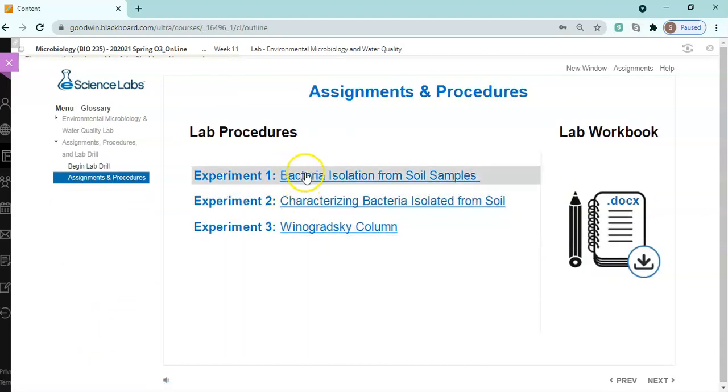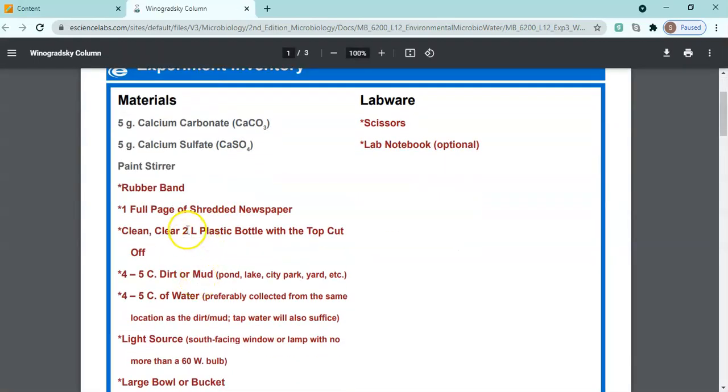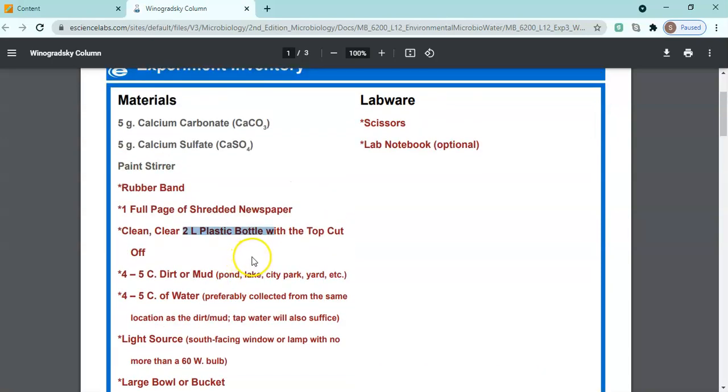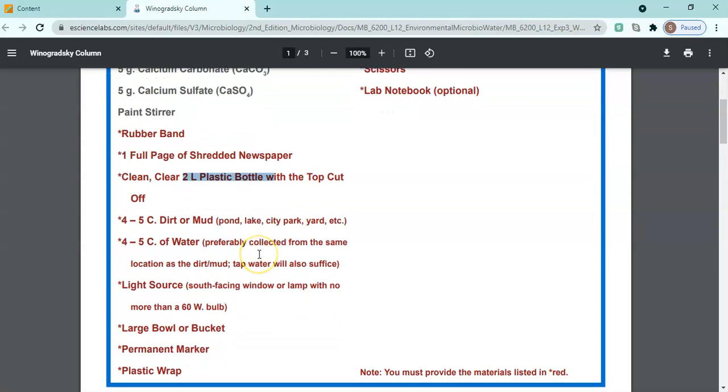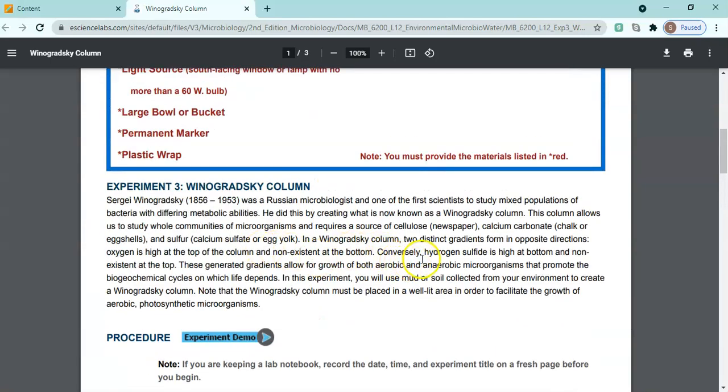Make sure that you go through and you understand the labs, specifically the Winogradsky column, which used the 2-liter clear plastic soda bottle to generate your Winogradsky column. And we also utilized substances that we added in, such as newspaper. Make sure that you are familiar with the gradient that's generated. So remember, oxygen is high at the top of the column and non-existent at the bottom. And also hydrogen sulfide is very high at the bottom, but non-existent at the top. So it's allowing us to see that gradient of the aerobic and anaerobic microbes.